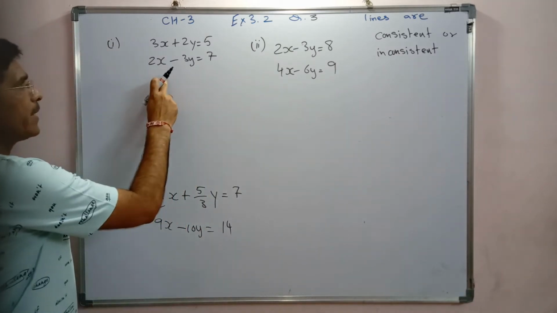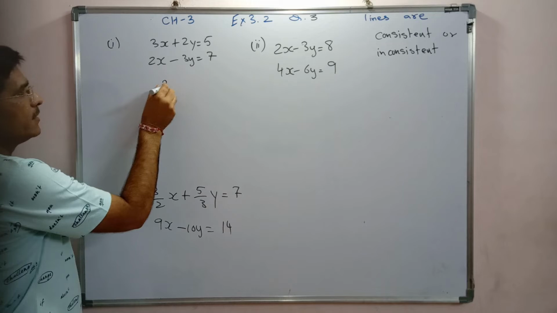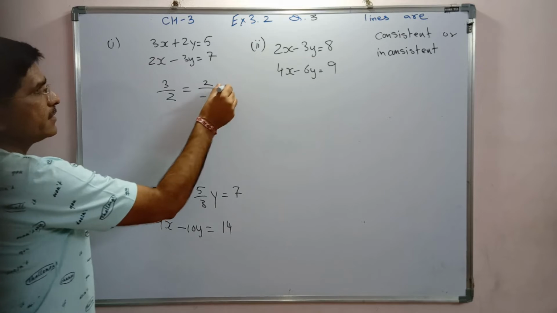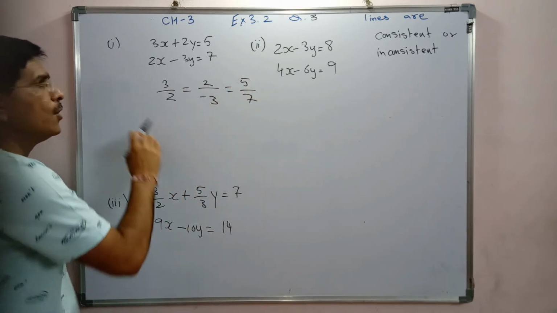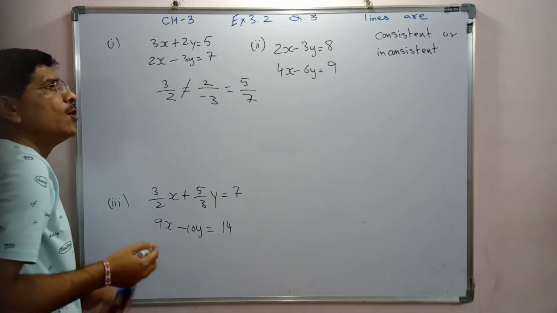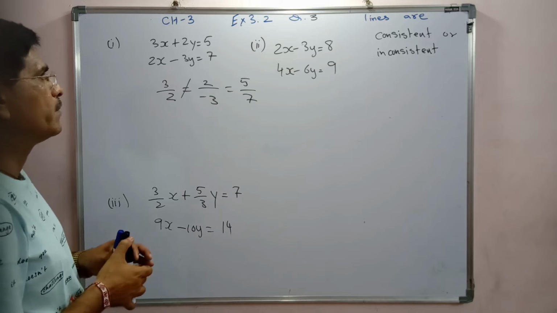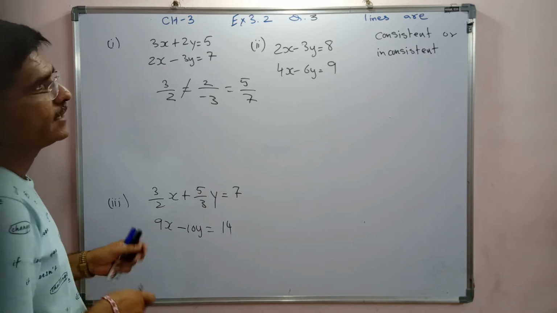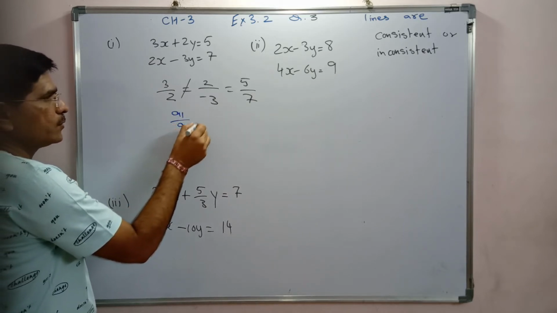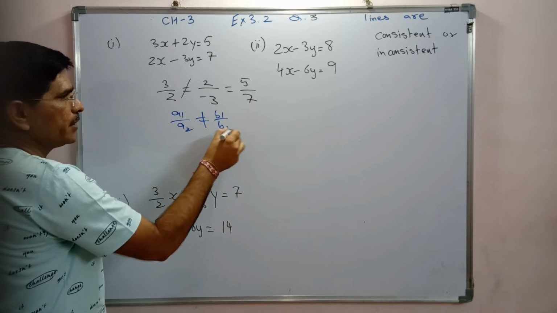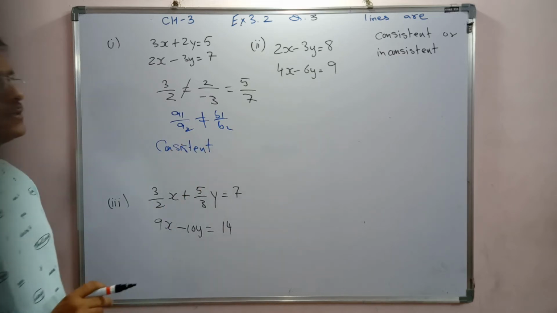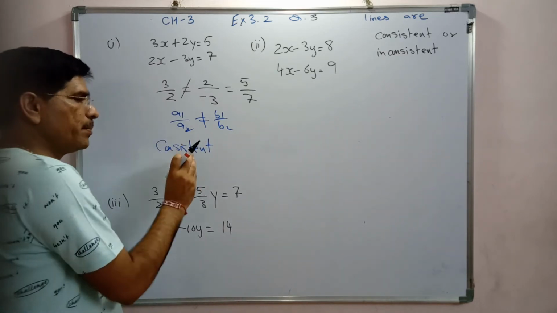So in the first, if we compare a1 upon a2, that is 3 upon 2, is equal to 2 upon minus 3, is equal to 5 upon 7. So all are not equal. a1 upon a2 is not equal to b1 upon b2. So we can say it is consistent. Why can you say that? Because a1 upon a2 is not equal to b1 upon b2, it is called consistent.